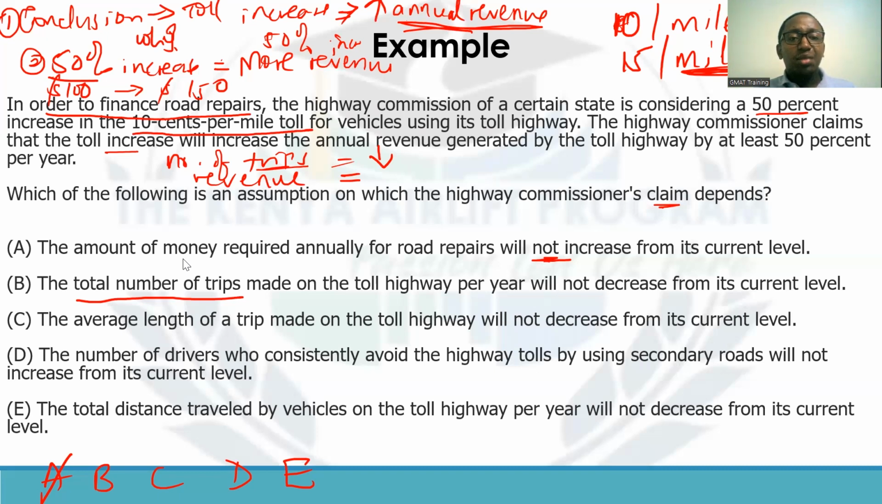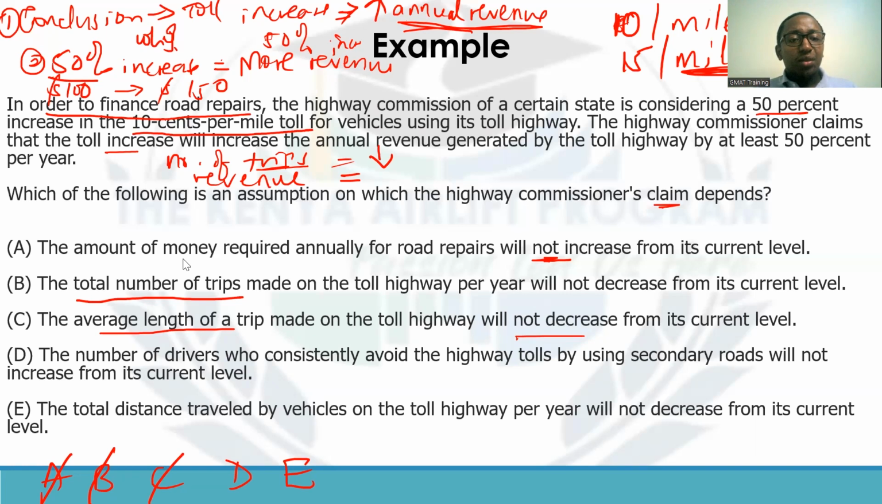So that means B doesn't affect. It's out. C, the average length of a trip. So this is just the flip of our option B. So if the average length of a trip decreases from its current level, but the total number of trips increases, that means there will be more mileage. That means there will be more revenue. So we can eliminate C.